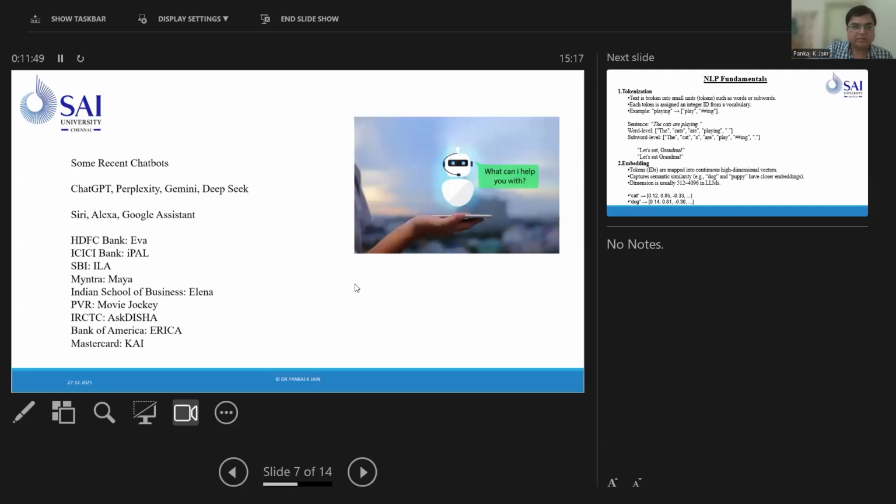Since we are studying chatbots, we will see some examples of chatbots. Basically, ChatGPT I called an LLM, a large language model, but it is also a kind of chatbot. It is a large language model, and at the same time it is a chatbot also. Similarly, Perplexity, Gemini, or DeepSeek are also large language models as well as chatbots.